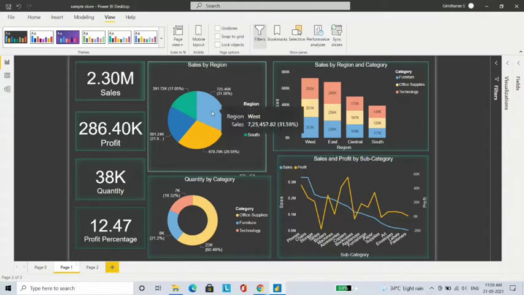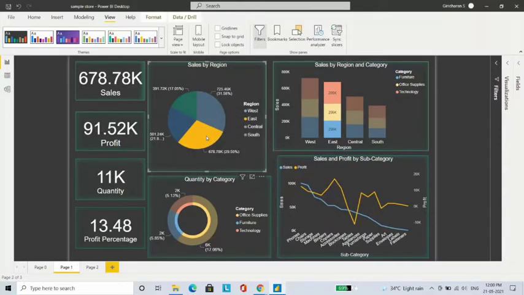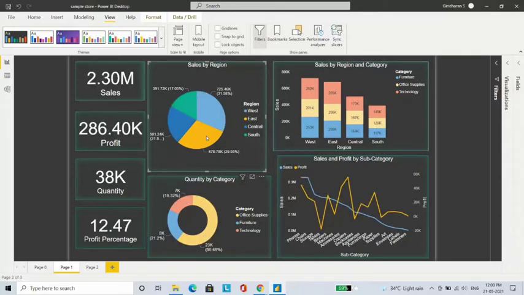Let us break down the sales by region. Highest sales were done in the West region, followed by East. South region has the lowest sales number.